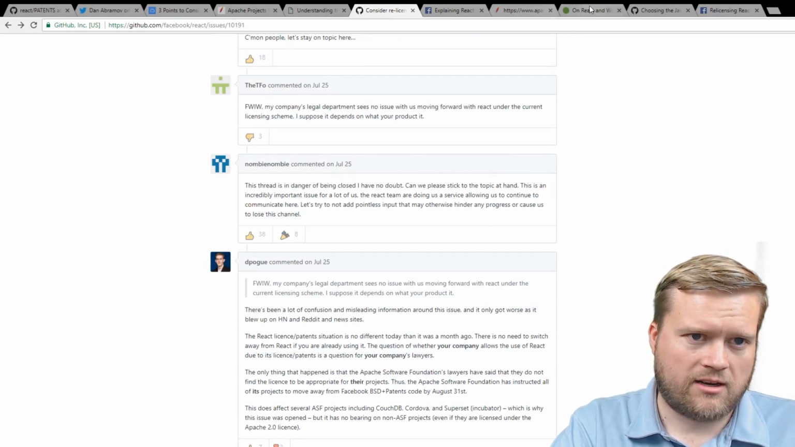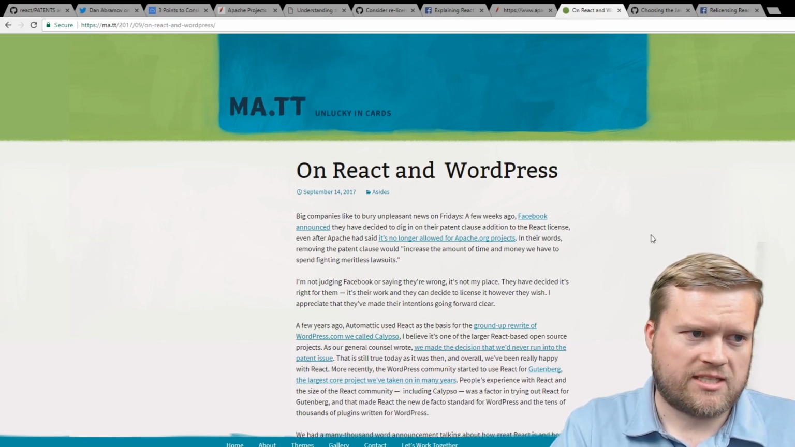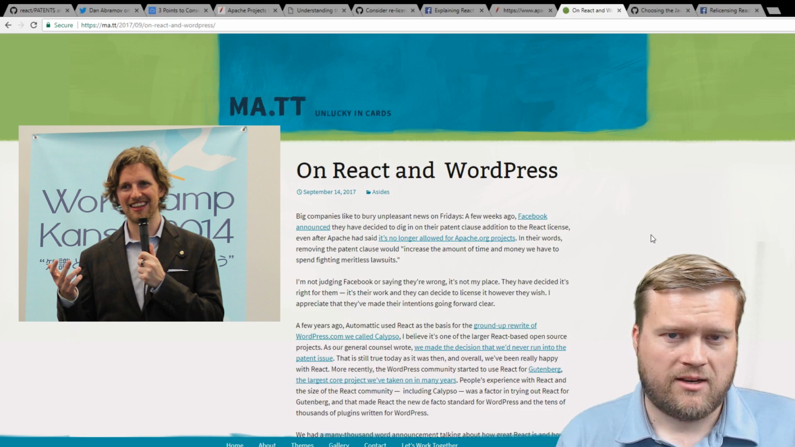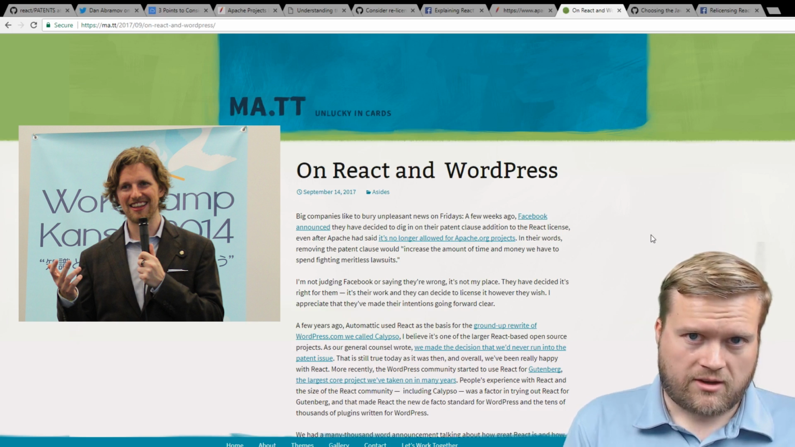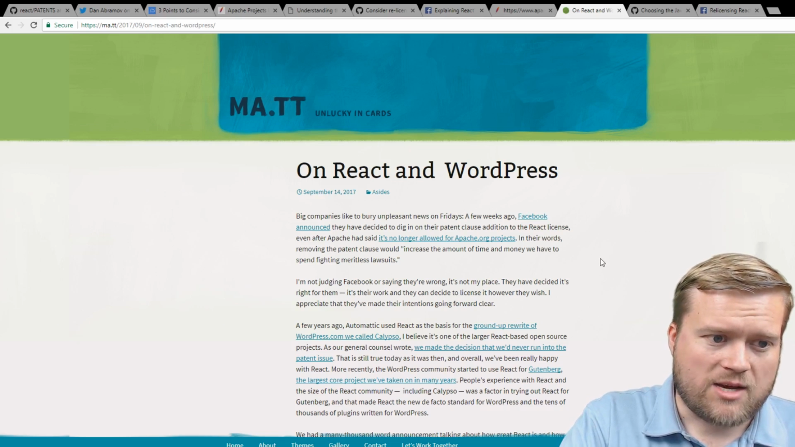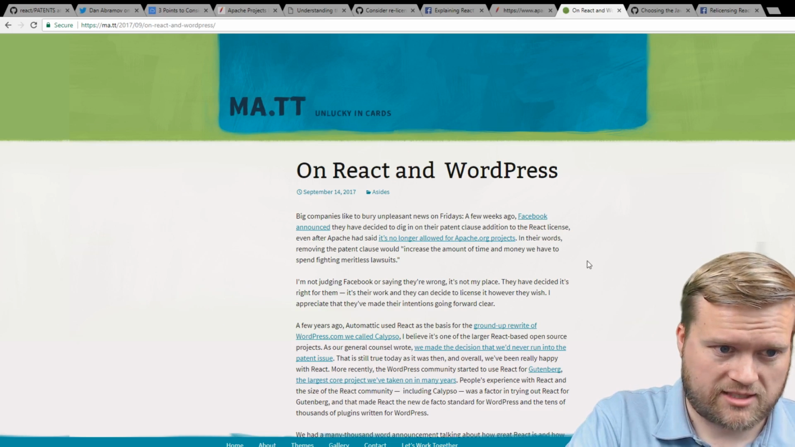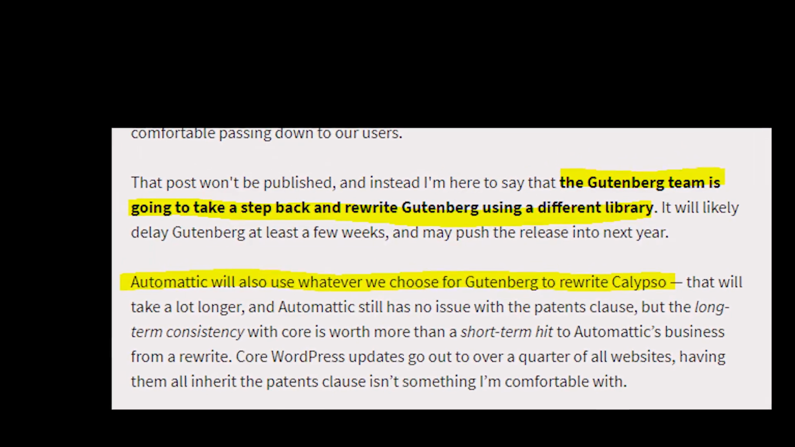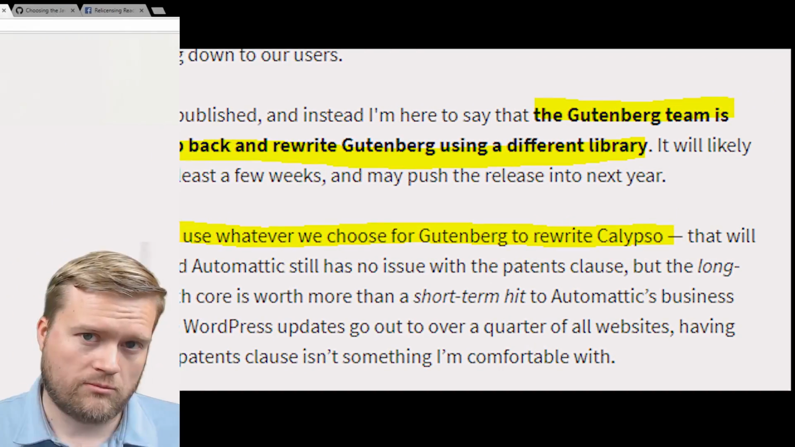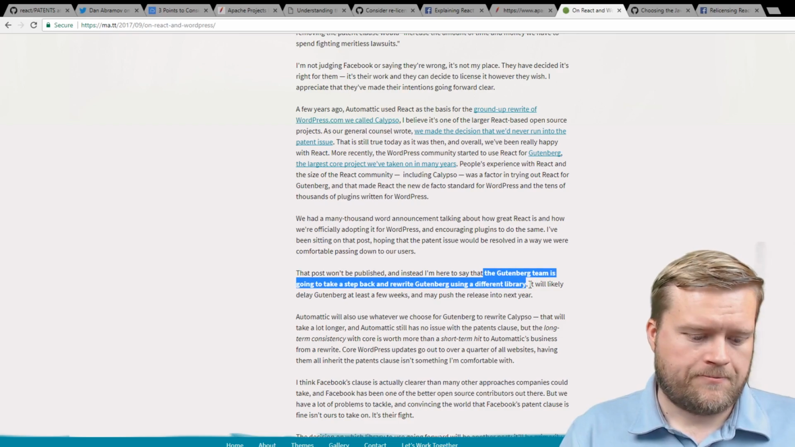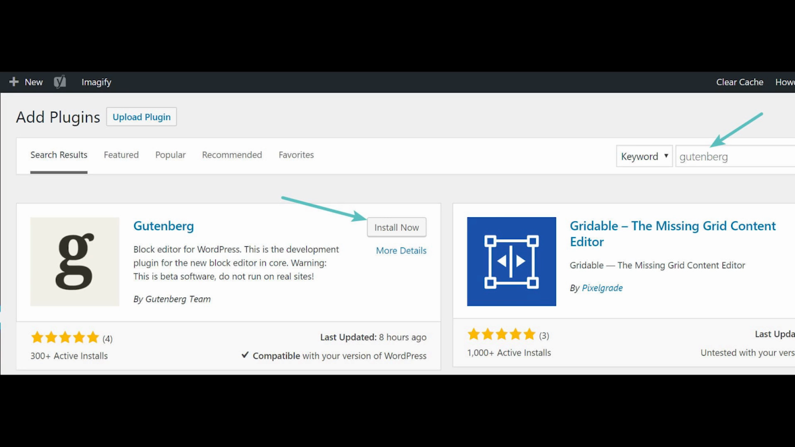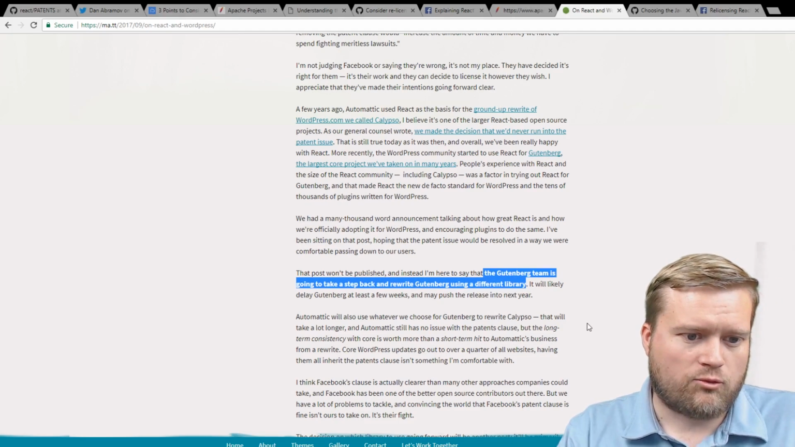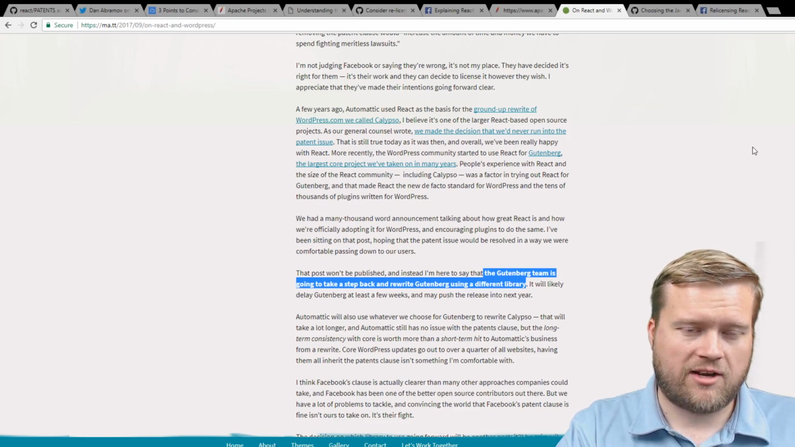So things went on. And then on September 14th, Matt Mullenweg, he is the guy behind WordPress. He owns a company called Automattic that helps influence a lot of the WordPress development, and said that he was going to go ahead and not use React in his projects for Calypso and a few others. He also said, and this was a big thing, that the Gutenberg team was going to take a step back and rewrite Gutenberg using a different library. And if you don't know, Gutenberg is the WordPress editor that they were rewriting for WordPress. They were going to use React, so they decided that they couldn't use React.